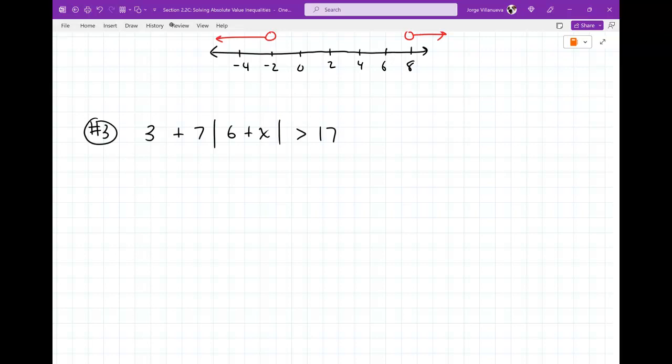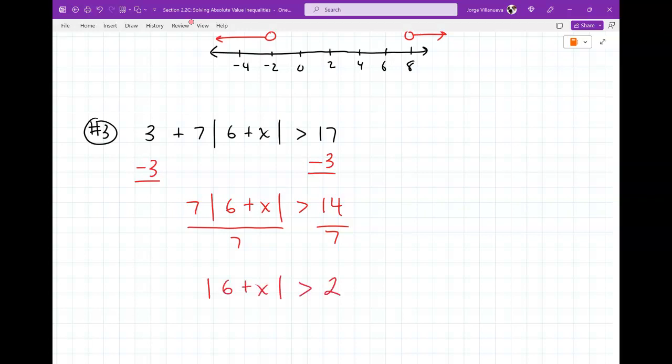Okay? So what's the first thing I have to do here? And don't say add 3 plus 7. I know a lot of times we want to add that, but remember 7 is multiplying, 3 is adding, so they're not next to each other to add. So we're going to subtract 3, right? Subtract 3. So I get 7, absolute value of 6 plus x is greater than 14. All right. What's my next step? 7 is multiplying the absolute value. How do I get rid of 7? Divide it, right? So we're going to divide it by 7. So absolute value of 6 plus x is greater than 2.